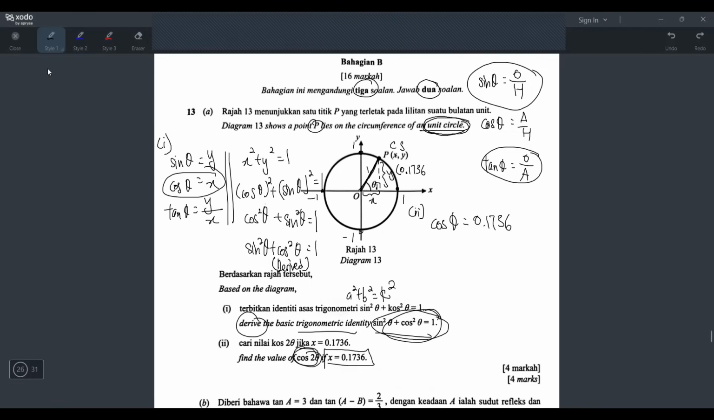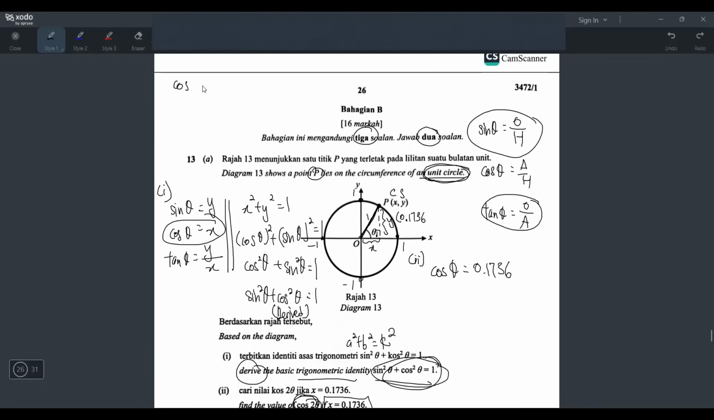For cos 2 theta, you can use the double angle formula. Okay, do you remember the double angle formula? Cos 2 theta can change to cos square theta minus sine square theta. But you can also change it to 1 minus 2 sine square theta, and you can also change it to 2 cos square theta minus 1. This formula is given in the exam, but usually I ask my students to memorize it.